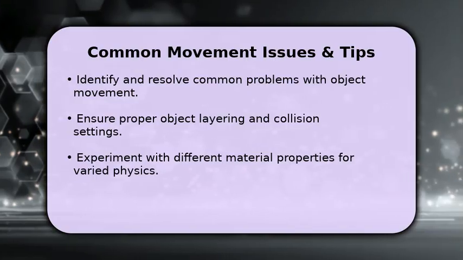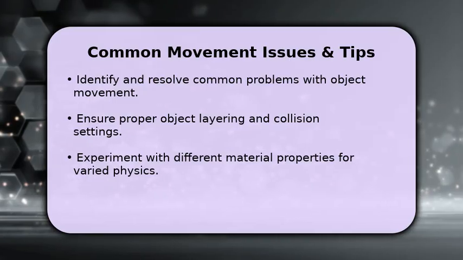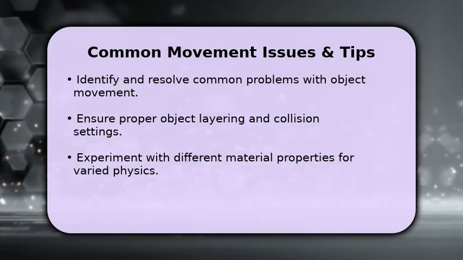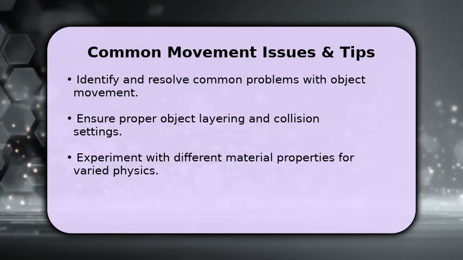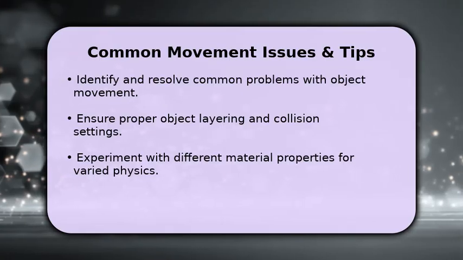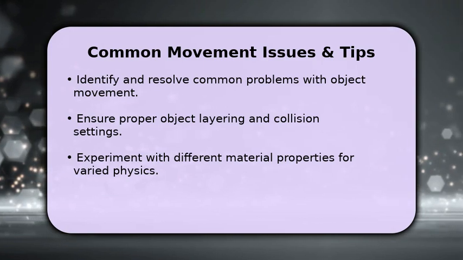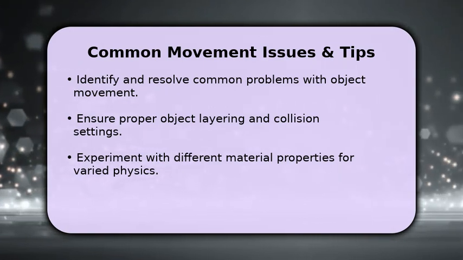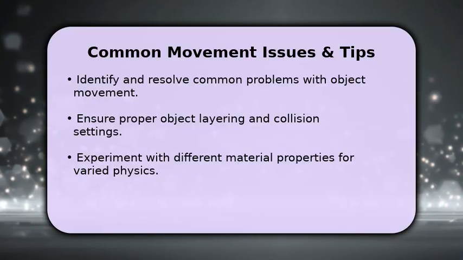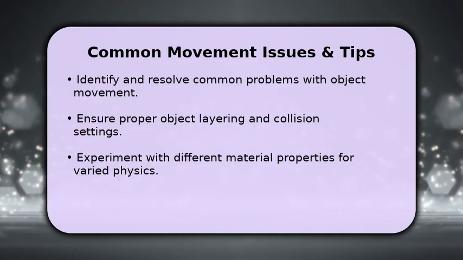Sometimes, objects might not move as expected. A common issue is incorrect layering. Ensure your movable object is not stuck behind another. Check collision settings to make sure objects can interact. Also, experiment with different material properties like rubber or metal as they affect how objects react to forces. Don't be afraid to try various settings to achieve your desired motion.